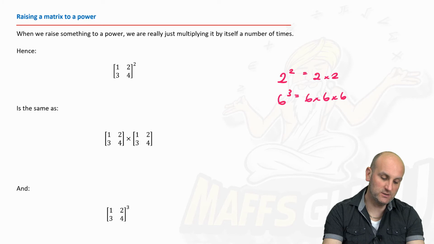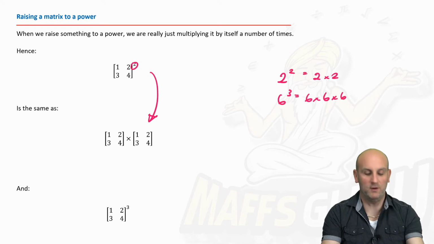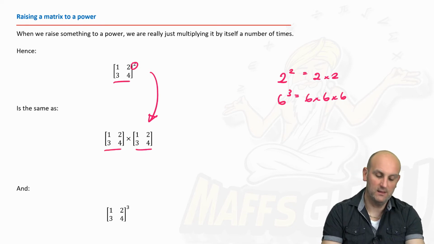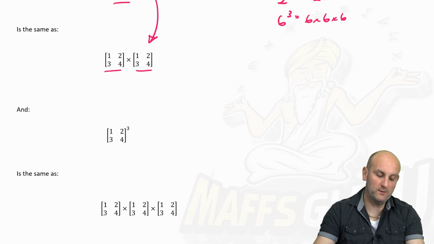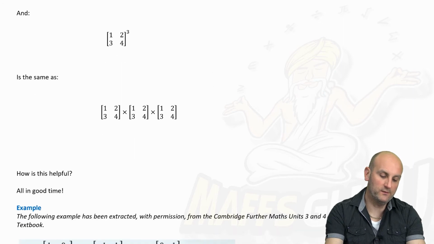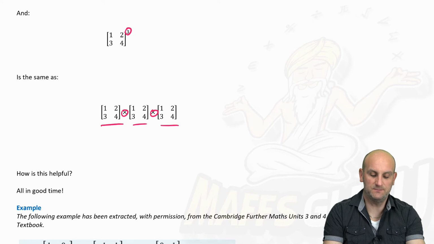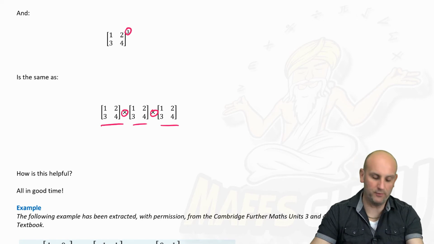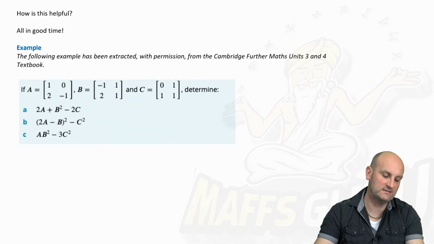So in which situation, this and this are identical. That floaty 2 just tells you write this matrix twice, which we have, and multiply it together. What about with the floaty 3? Well, the floaty 3, write the matrix out 3 times and put times between them. How is this helpful? I promise you it will be helpful in our next video.